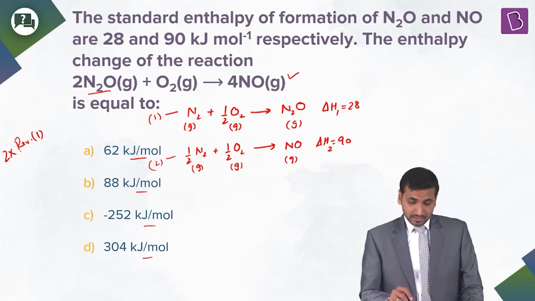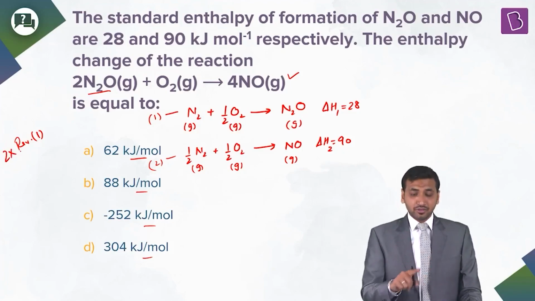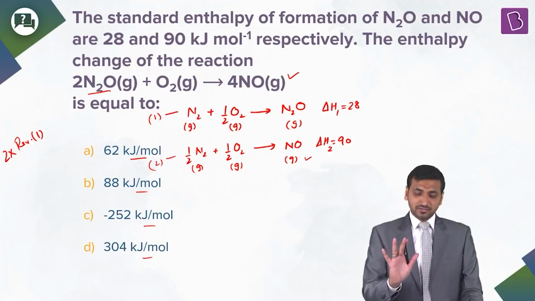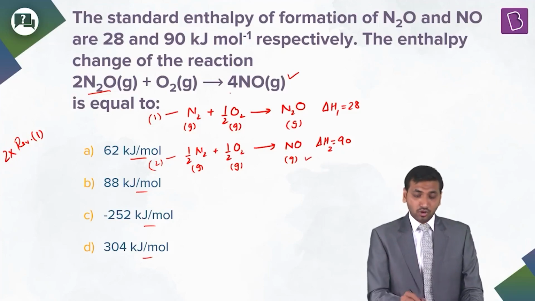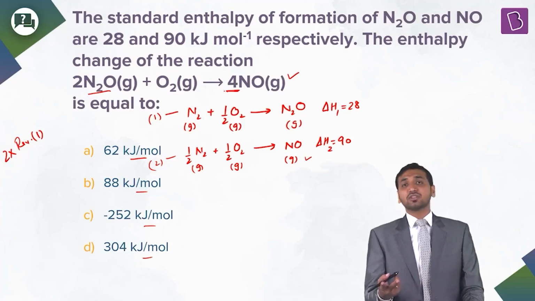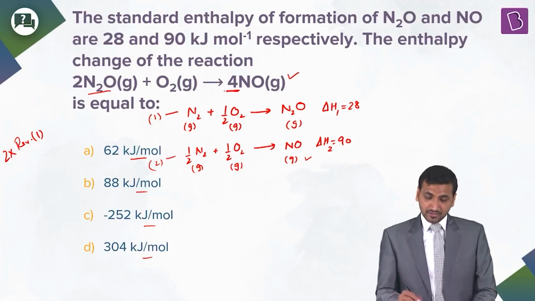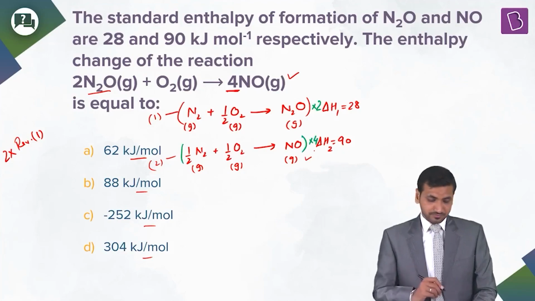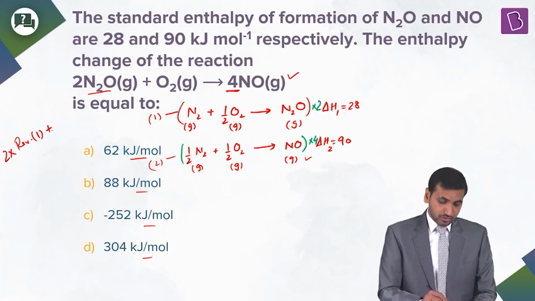NO is on the product side, and in reaction 2, NO is on the product side. In this way, it is fine. But you want 4 NO molecules, so you have to multiply reaction 2 with 4. So reaction 1 will be multiplied by 2, and reaction 2 will be multiplied by 4. I'll write it as 2 into reverse of 1 plus 4 into reaction 2.